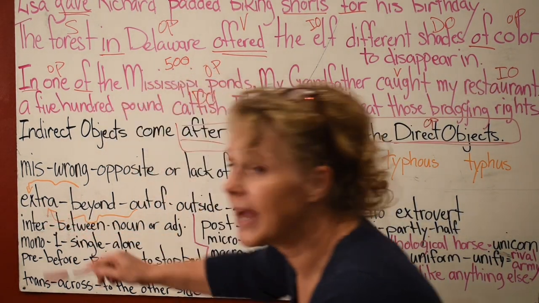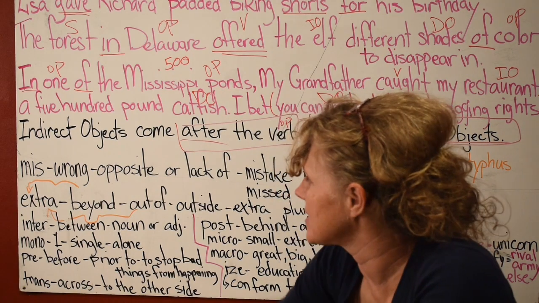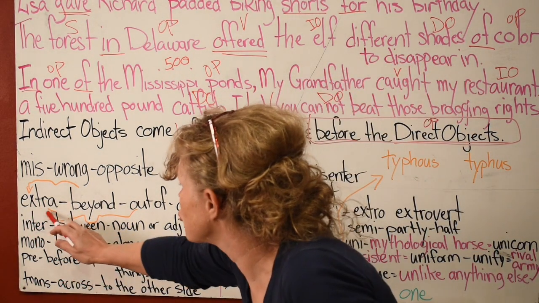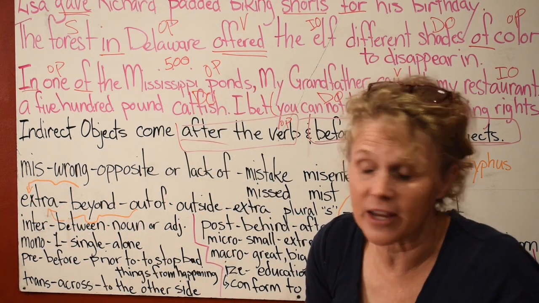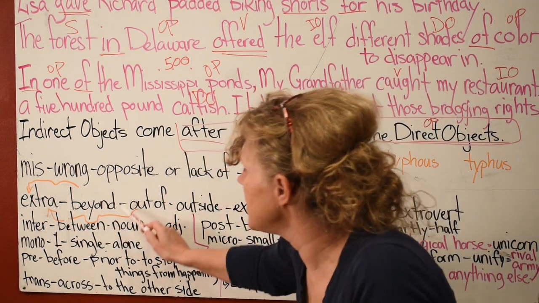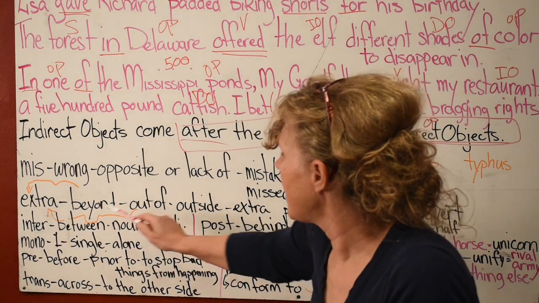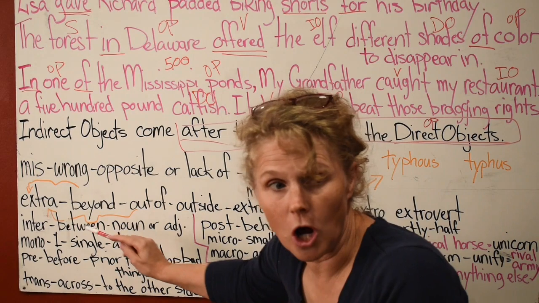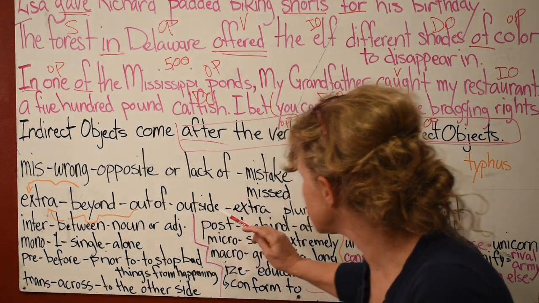We have the word extra, which I thought was super fascinating. X is your chameleon prefix, right? And tra is another prefix. So X means beyond, and tra means out of. Extra means beyond, out of, outside.